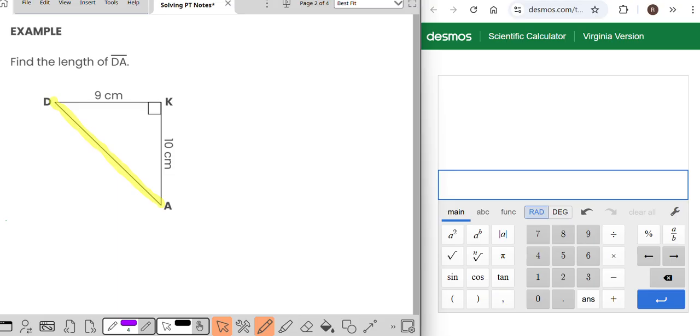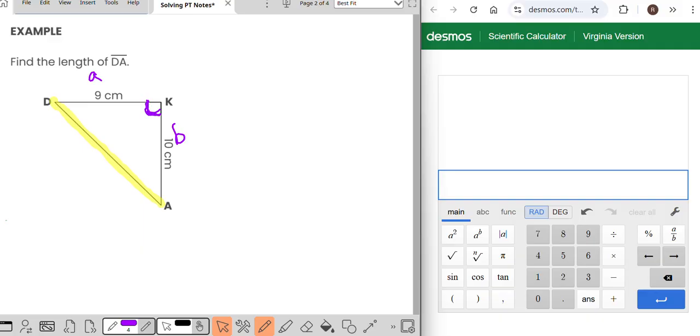Well, we're told that A, if you look here, is 9 centimeters and B is 10. Does it matter if the A and the B are switched? No, because they're both legs. They both form this right angle. That was not a very good right angle. I'll try again. There you go. They form that right angle.